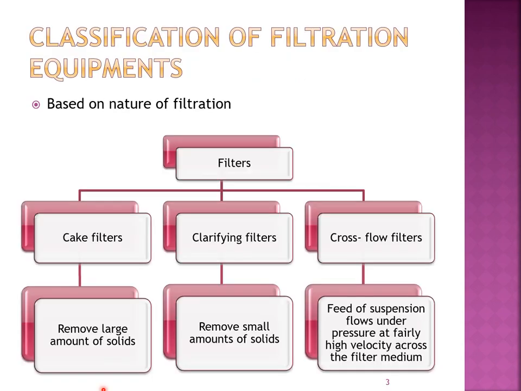Coming to the classification of filtration equipment based on the nature of filtration. For example, based on the solids present in the filter slurry: if we have a large amount of solids to be removed with a little amount of liquid, then we can use cake filters. Whereas if we have a very small amount of solids as impurities in the liquid, then we can choose clarifying filters. If the feed is flowing 90 degrees to the filter, then we have cross flow filters. Here the suspension flows under pressure at fairly high velocity across the filter medium, so we need to choose cross flow filters.